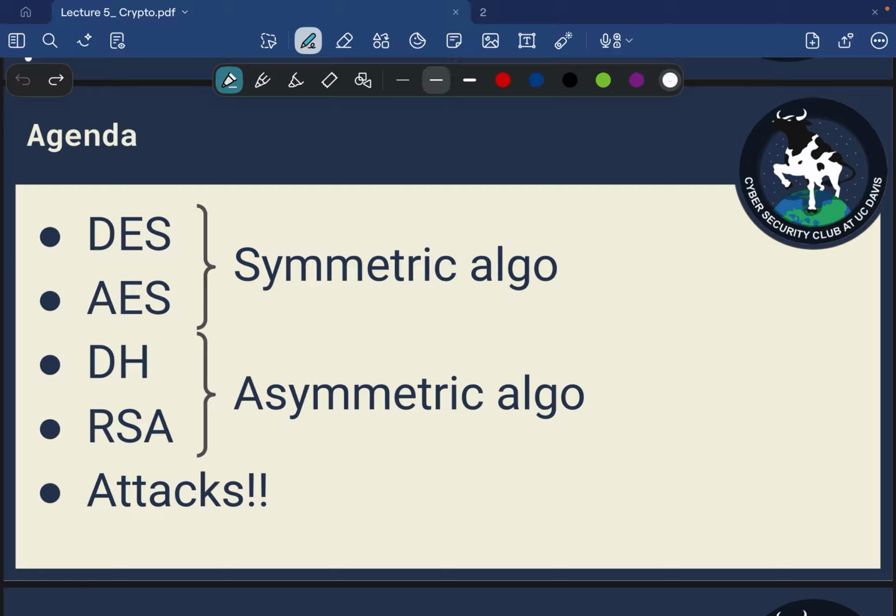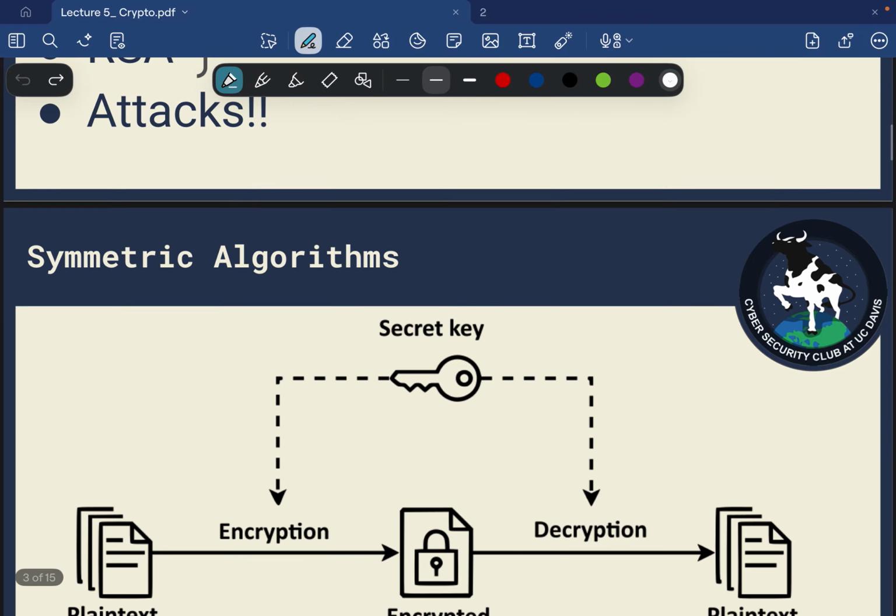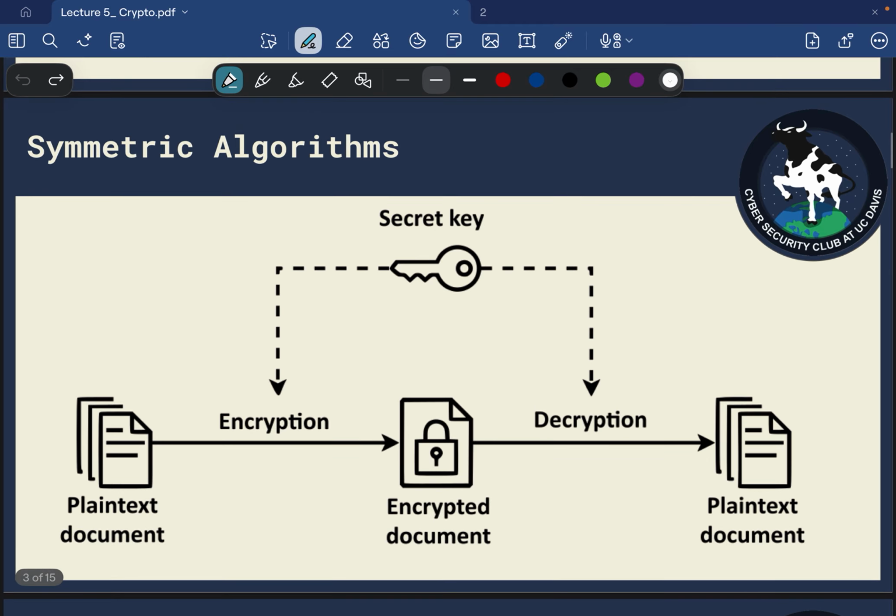So DES and AES are what we call symmetric algorithms. Diffie-Hellman and RSA, that's the Rivest-Shamir-Adleman algorithm, are asymmetric algorithms. And so the first thing we should talk about is, what are symmetric algorithms?